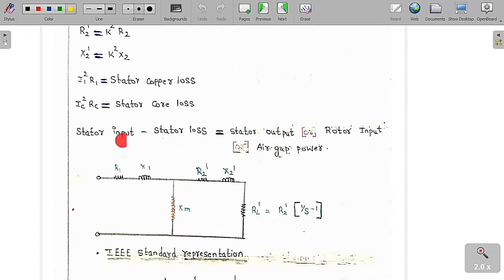Stator input minus stator loss is nothing but the stator output, the rotor input or air gap power. Stator loss is a combination of the stator copper loss and stator core loss. Then we are going to get the rotor input, or you can say stator output or air gap power. This is a point that you always have to remember.